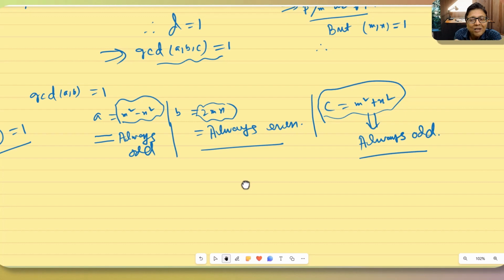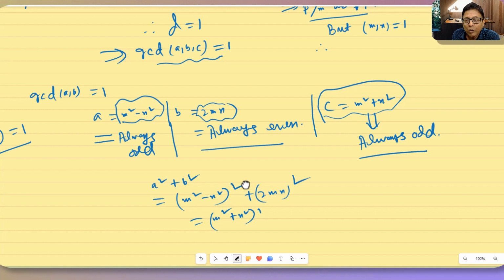And the third one, do they really form the sides of a Pythagorean triangle? So let us verify. A square plus B square, if you do it with these two numbers, this is going to be m square minus n square whole square plus 2mn whole square. This is m square plus n square whole square. Okay, and this is equal to C square. This implies, because it's a right angle triangle, that C must be equal to m square plus n square.